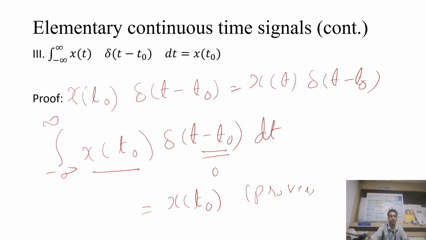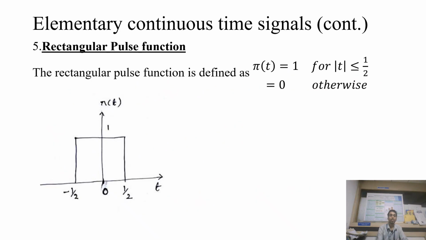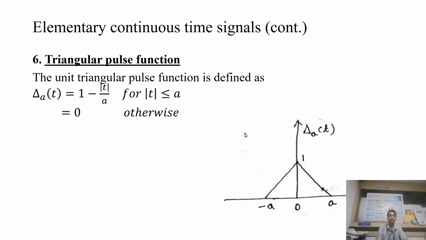Okay. Similarly, another property is delta of at is equal to 1 by mod a delta of t. Next one is rectangular function. Rectangular function denoted by pi of t. It is equal to 1 for mod of t less than or equal to half, 0 otherwise. So minus half to half it is 1. Other than that it is 0. You can see minus half to half, it is 1. Other than that 0.